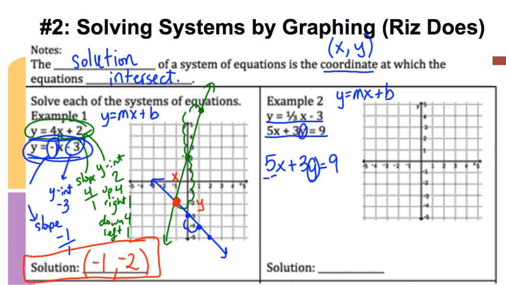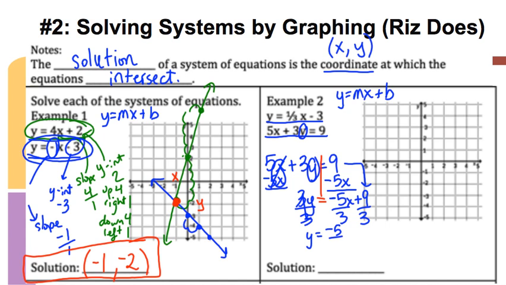I'm going to subtract 5x, make a 0 pair, subtract 5x, draw my equal sign down. Now I've got 3y equals, remember I cannot subtract 9 and 5x. I've got to keep them separate. Bring this down, plus 9, and divide by 3 all the way across. That makes y equals negative 5 over 3x plus 3. Now it's in y equals mx plus b form.